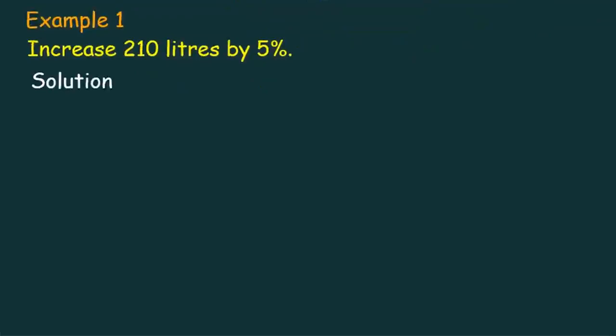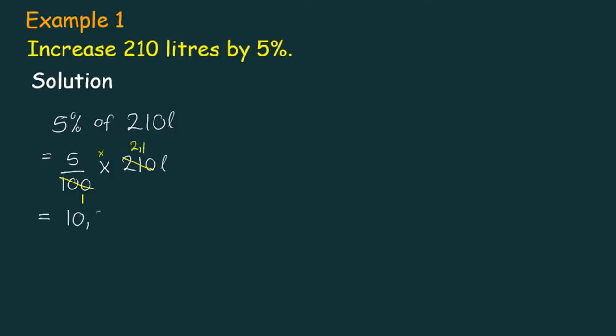Now the solution here, to increase 210 liters by 5%, the first thing to do is for us to calculate the increase itself. The 5% of 210 liters, and this means 5 over 100 multiplied by 210 liters. Okay, so what we do here, we can divide 100 into 100 to get 1, and 100 into 210 to get 2.1, and multiply 5 times 2.1. So eventually our solution is 10.5 liters. So 10.5 liters is the increase, that's the 5% increase.